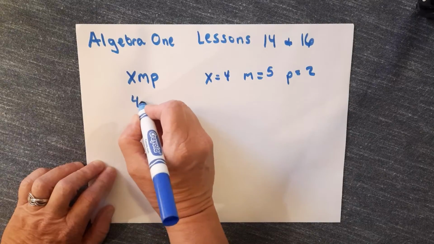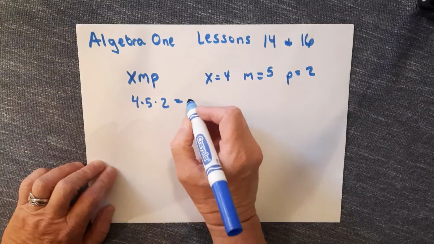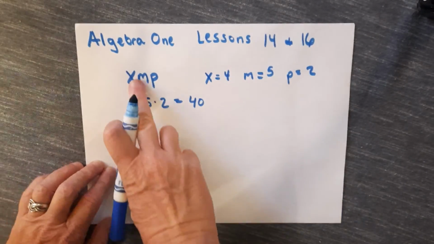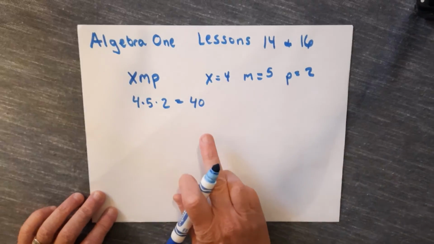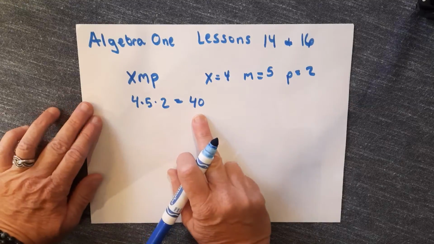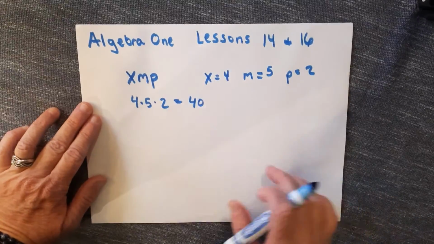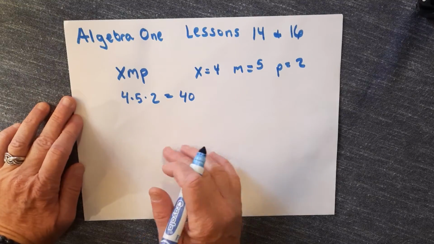That becomes 4 times 5 times 2. 4 times 5 is 20, and 20 times 2 is 40. So to evaluate this algebraic expression, using these values for the variables, your answer would be 40. But they can get a little bit more complicated, and I want to show you something that you can do so that you still get the right answer.